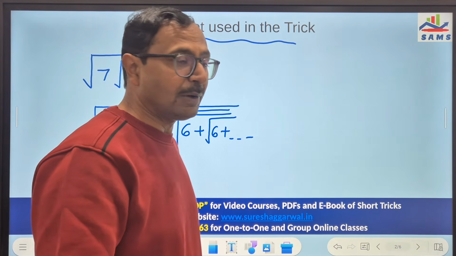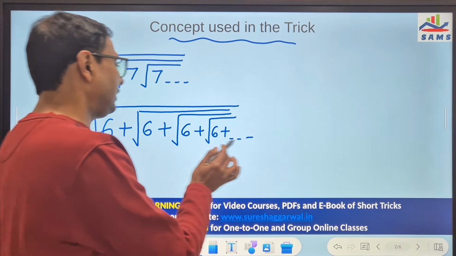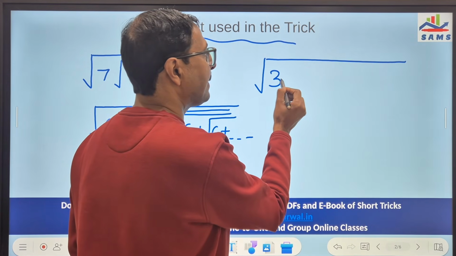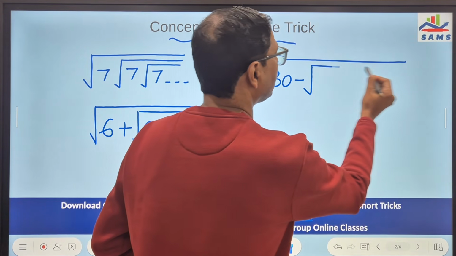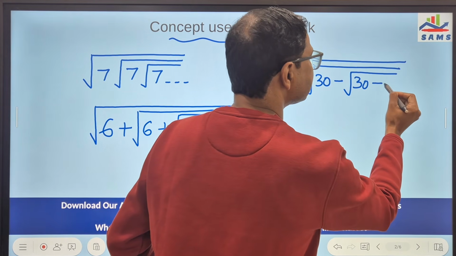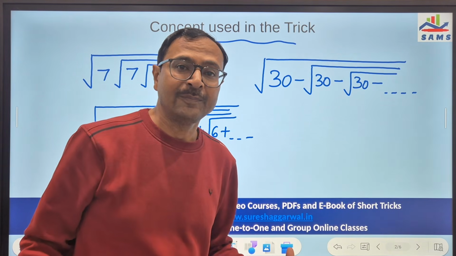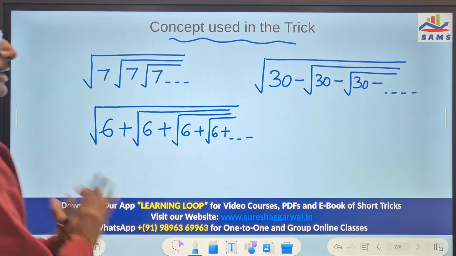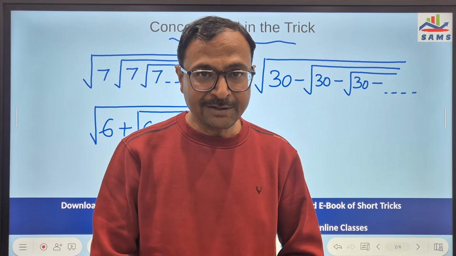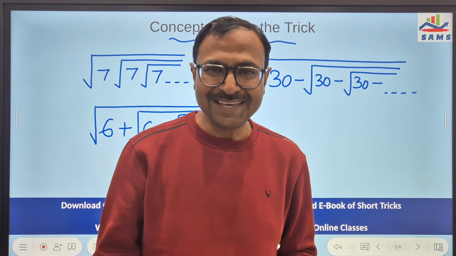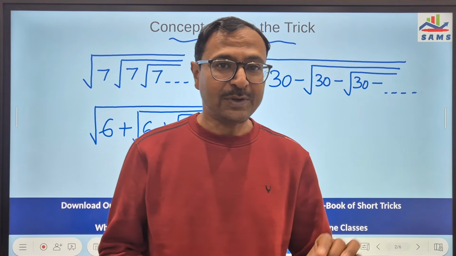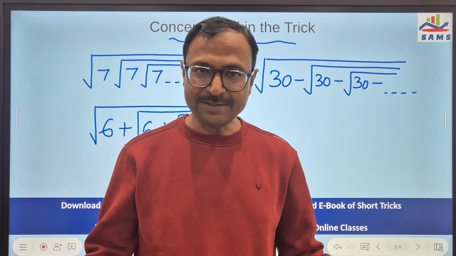And likewise, I'll tell you one more question. Suppose in place of the plus sign we have the minus sign, like square root of 30 minus square root of another 30, minus square root of another 30, minus, and this process goes on and on. So all these questions which I have written here can be very comfortably cracked within 3 seconds. Yes, when I say within 3 seconds, the multiple choice will highlight the answer and you can just observe the question and tell the answer.